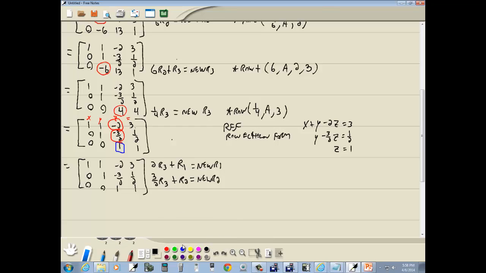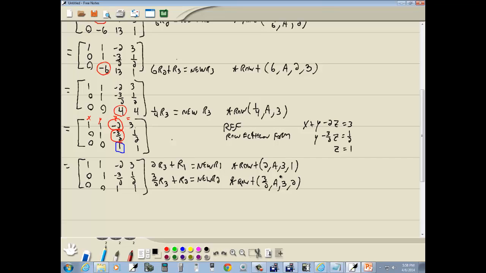Okay, now how that would look in terms of your calculator is we would do an asterisk row plus here, and 2 comma A comma the row we're multiplying it by, which is 3, and then the row we're adding it to, which is 1. And this one will be asterisk row plus, and the number we're multiplying it by, which is 3/2. The matrix we're working with is A, and then multiplying it times row 3, and we're adding it to row 2.